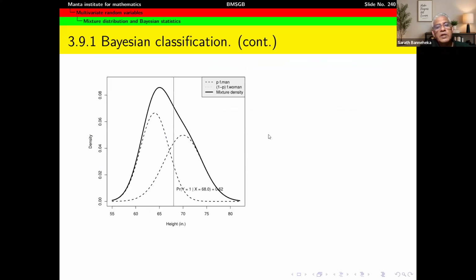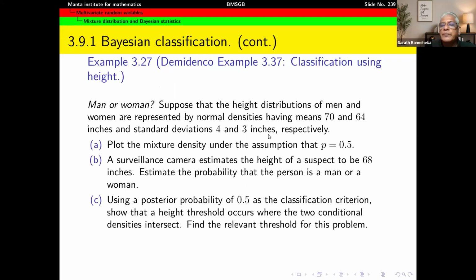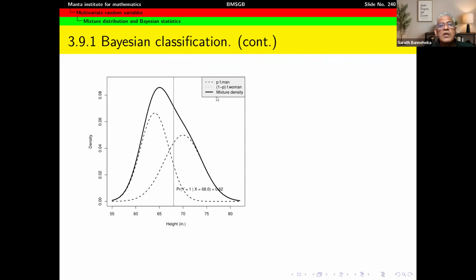So here I have looked at a possible scenario. Because we are given that the individual distributions are normal with given means and standard deviations, I have drawn those distributions here. What I have drawn here is, first of all, this one is P times the density of men. So that is actually the whole contribution to the mixture distribution. P times the density of height for men is given by this one.